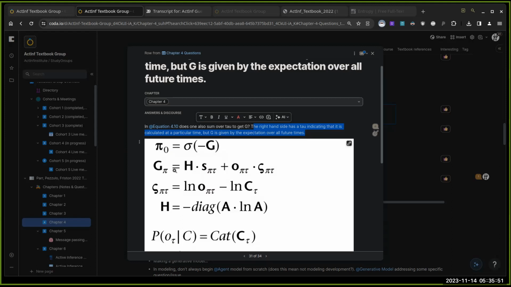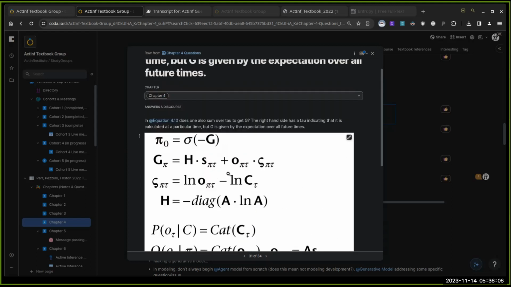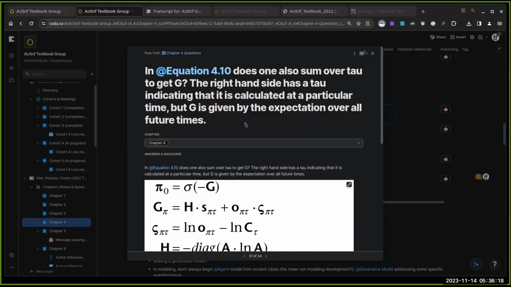G is a functional that updates the policy prior into the policy posterior. So I guess that all the time steps need to come into play in the evaluation. Each of these is at a given time step, but then it's across time steps. But this is definitely not the fullest explanation of where expected free energy is calculated. Equation 2.6 has a lot more information on this.